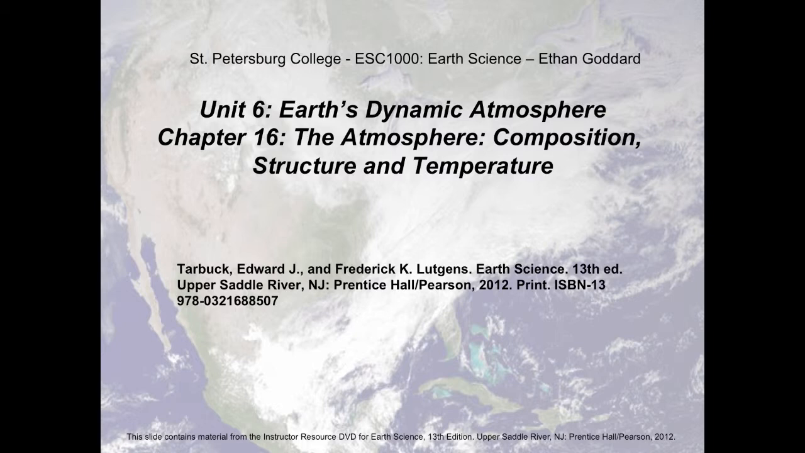The Earth's atmosphere has several components. In this chapter we're going to look specifically at the composition, structure, and temperature of the atmosphere. In later chapters in this unit, we'll look at moisture, clouds, and precipitation in Chapter 17, air pressure and wind in Chapter 18, weather patterns and severe storms in Chapter 19, and the final chapter is world climates and global climate change. There's a lot of material in this unit, and we're going to try to move fairly quickly through it.